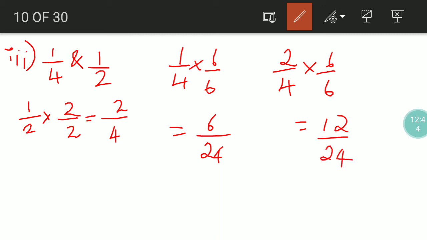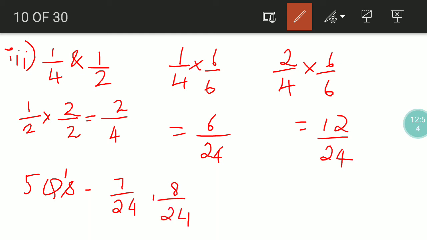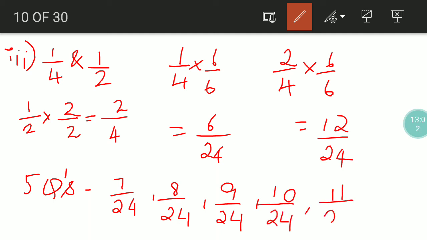So now we are having 5 rational numbers between them, right? So the 5 rational numbers between them are 7 by 24, 8 by 24, 9 by 24, 10 by 24 and 11 by 24. So these are 5 rational numbers between 1 by 4 and 1 by 2. Now we will see the next one.